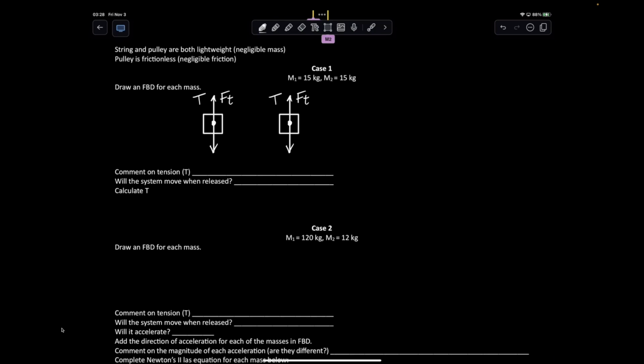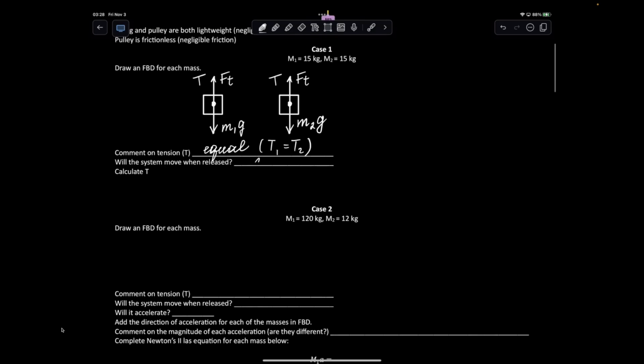Now, comment on tension. It is equal on each one, as in T1 and T2 are identical. So I could say this is M1G, this is M2G. Will the system move? No, it will stay at equilibrium. Calculate T. Well, we already said T equals mg. So it's going to be 15 times 9.8, which is 147, and as any other force, it's measured in newtons.